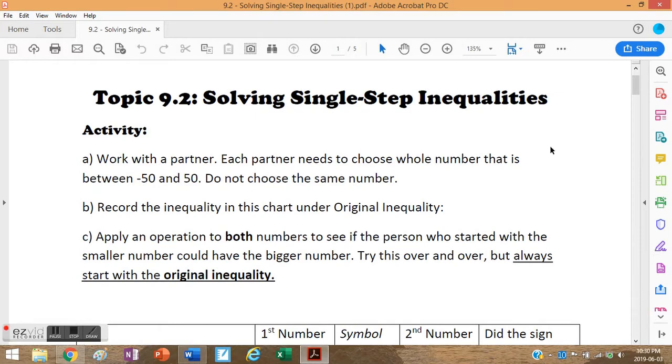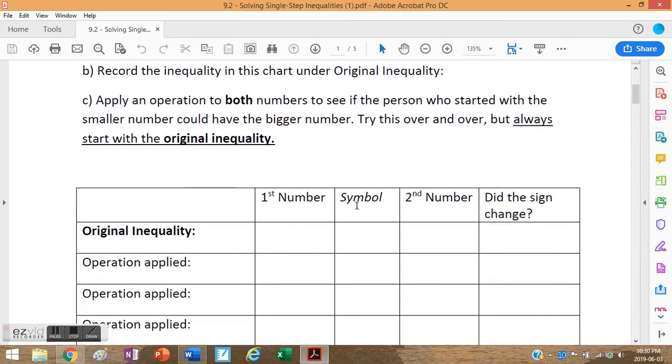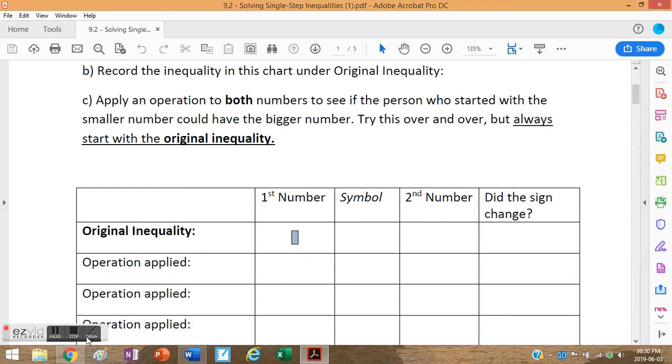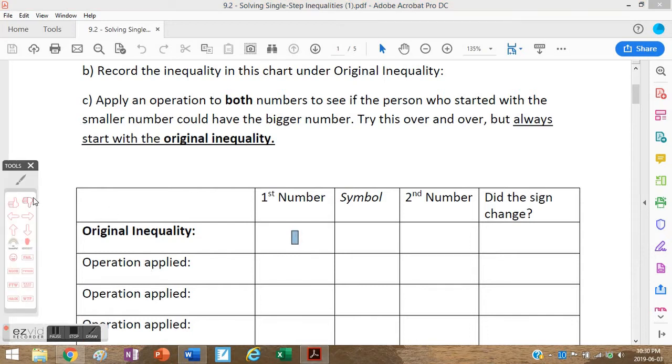The way this is going to work, choose a whole number between negative 150 and positive 50. Don't choose the same number. I'm going to be lazy and pick the number 0. Let's try again. Here we go, 0. And my second number is going to be the number 1. Lovely. I now need to put the symbol in here.